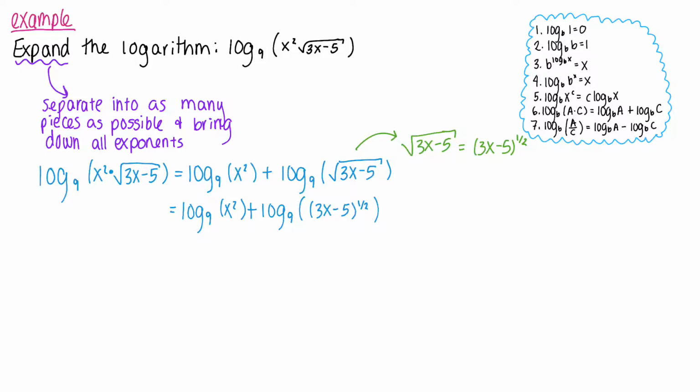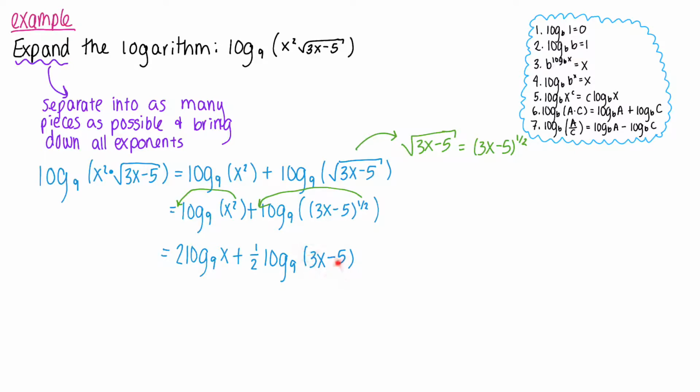Then you can see we have these exponents that we can bring down in front using rule number 5 here. So if it's an exponent on the inside of a logarithm, we can bring it down to the front. So we have 2 log base 9 of x, and he loses his exponent because we brought it down in front, plus 1/2 log base 9 of 3x minus 5. So he loses his exponent as well because it's out here in front. And that is as many pieces as we can break it into.